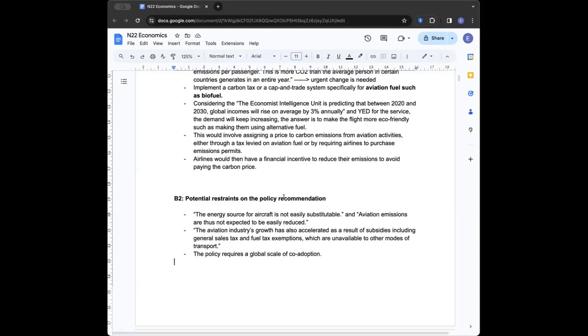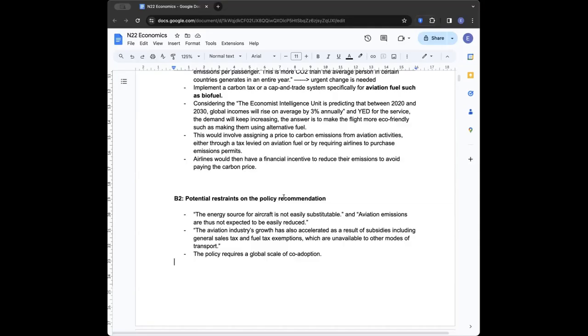However, I'm aware of the fact that there are potential constraints on my policy recommendation. Since the text says that the energy source for aircraft is not easily substitutable, and also it says aviation emissions are not expected to be easily reduced, those can prove that the regulation policy can be a bit stagnating. Also, as the text says, the aviation industry's growth has also accelerated as a result of subsidy provision, tax redemptions from the government, etc.